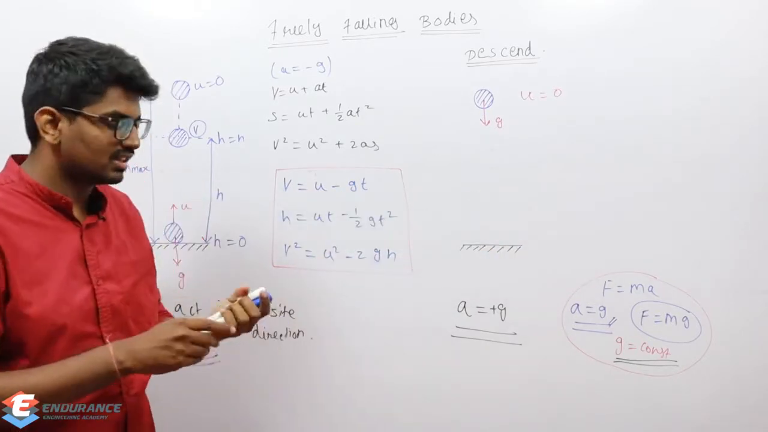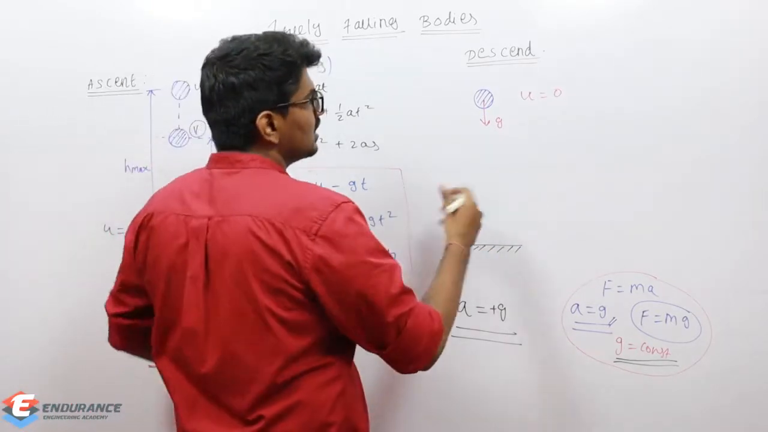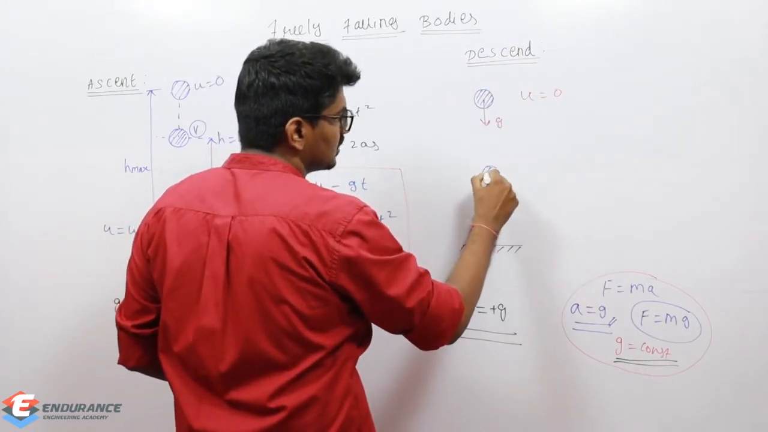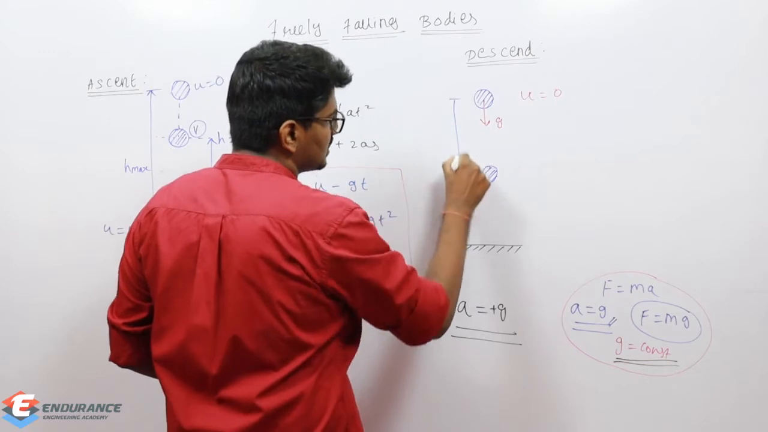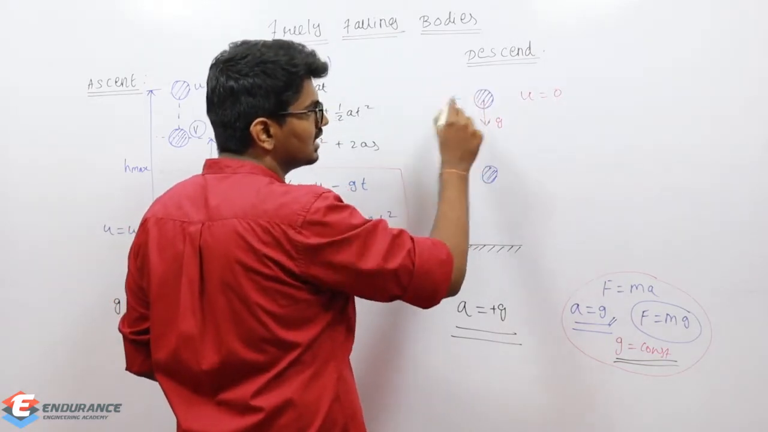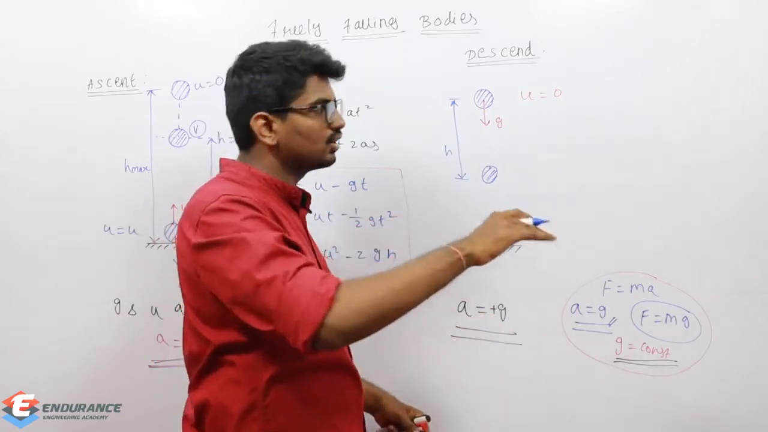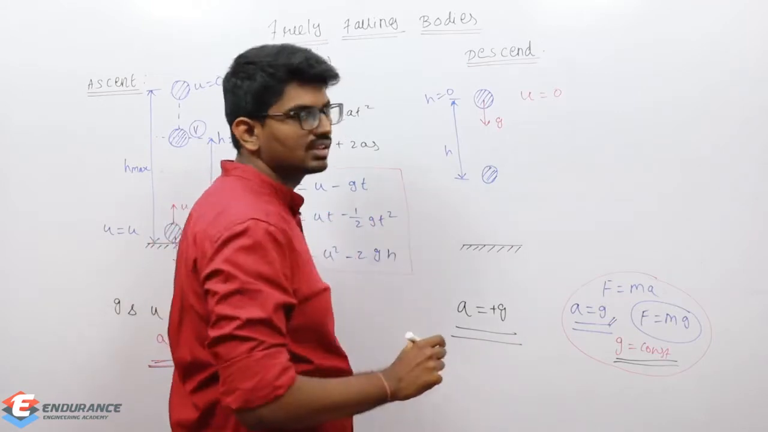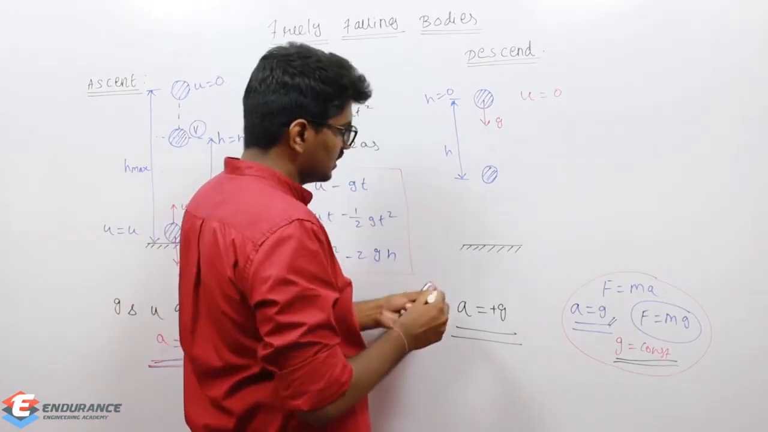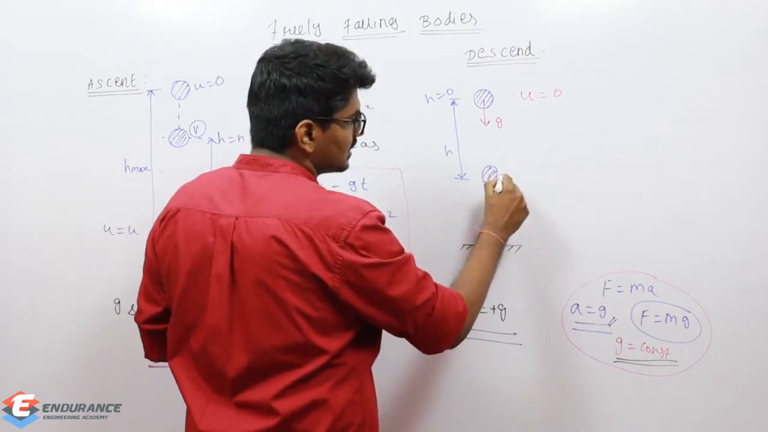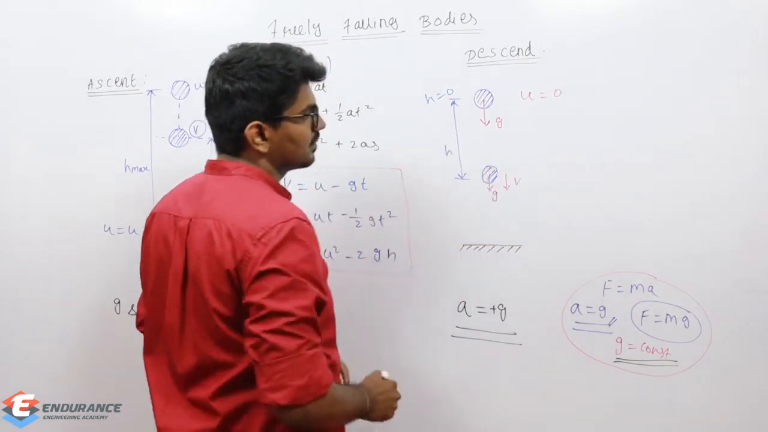Now I'm going to give you the general equations. Let us assume I'm dropping it and it reaches some distance h. When dealing with the descent, I need to consider it from the top, so here h is equal to zero, and it has moved some distance h. Again here acceleration due to gravity will be g, and let us assume it is moving with some velocity v.